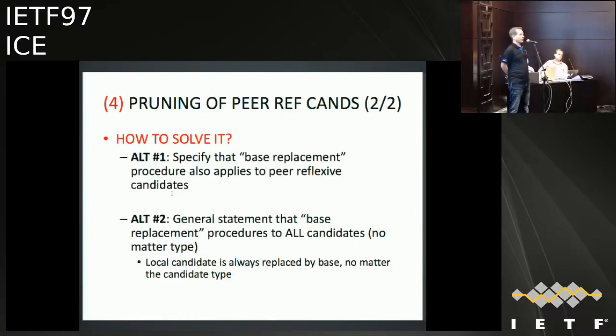Jonathan, isn't this just editorial? Because server reflexive and peer reflexive are the only ones where the base is not equal to the candidate, because for host and relayed, they're equal. Yeah, so how are these two statements effectively different other than editorial? How you present it editorially, I agree, is important because the document's confusing, but I don't think this is a technical decision.